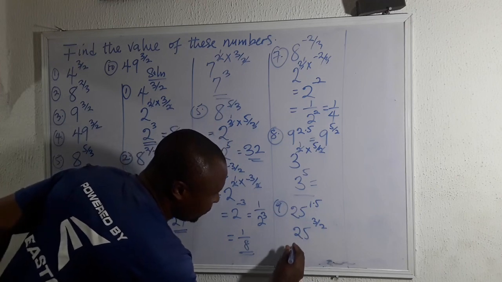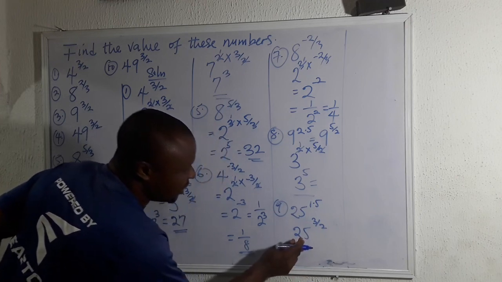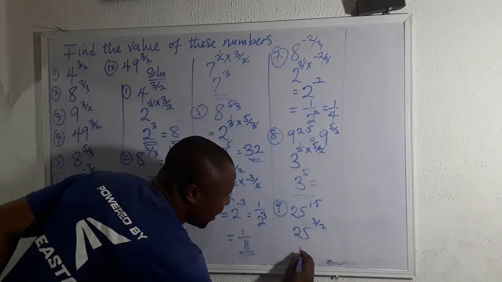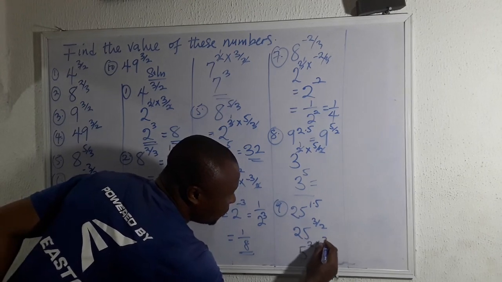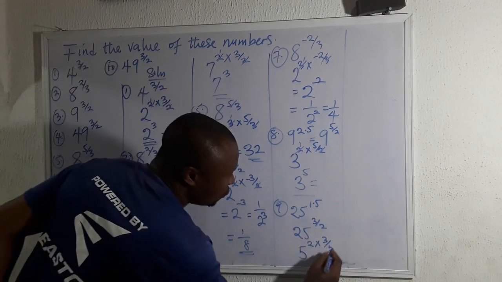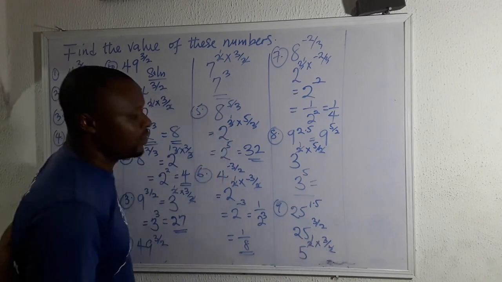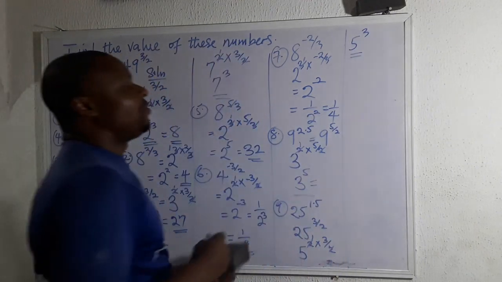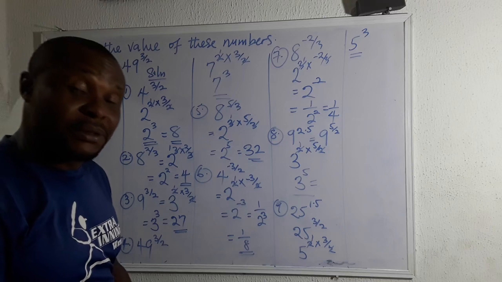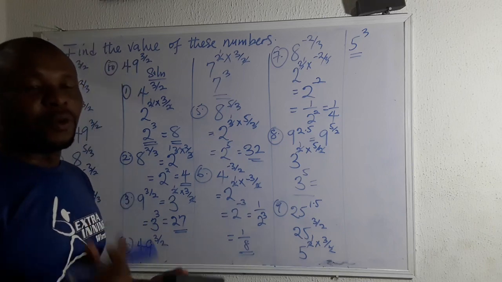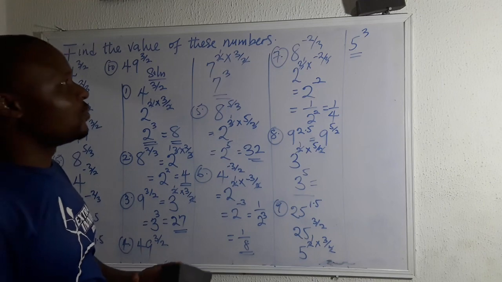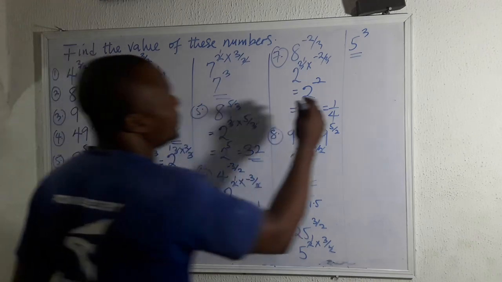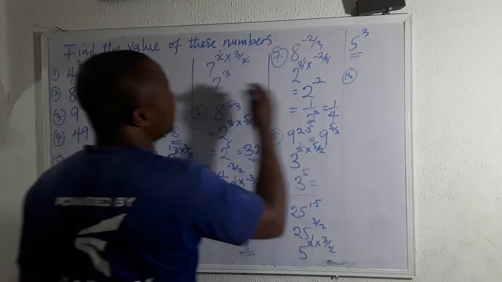So this will be, we can re-express this again as 5 raised to the power 2, that means 5 times 5. So this will be 5 raised to the power 2 times 3 over 2. So now this 2 going into 2 is what? 1. 1 times 3 is 3. So this translates to 5 raised to the power 3. Of course, 5 raised to the power 3 is 5 times 5, 25, times 5, I think 125 or so.